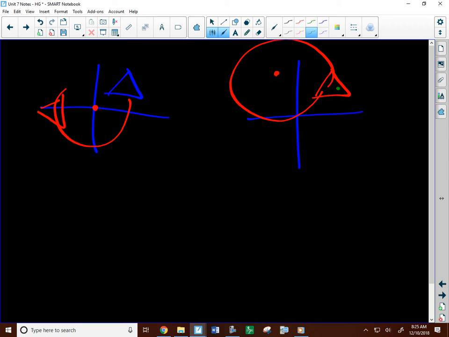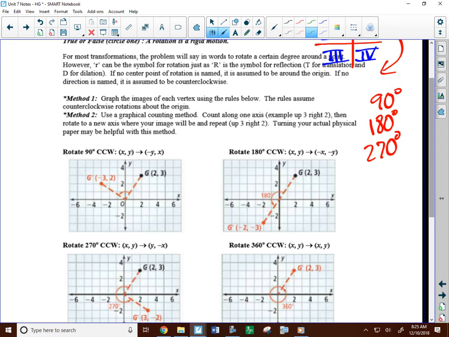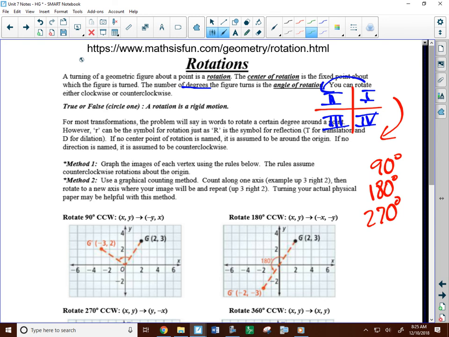Maybe that's something that'll be a little bit new. You probably didn't do that. What I see mainly, maybe not inside, they might choose one of the vertices to rotate around. That's a little more common. So that's called the center of rotation. What you're rotating around is the fixed point about which the figure is turned. And then I already talked about this one. The number of degrees you're rotating is called the angle of rotation. How far you rotate. You can go clockwise or counterclockwise. It's assumed counterclockwise, but really they should tell you.